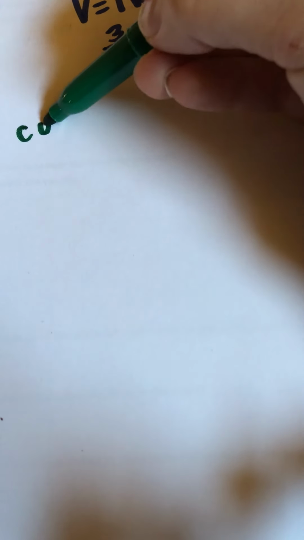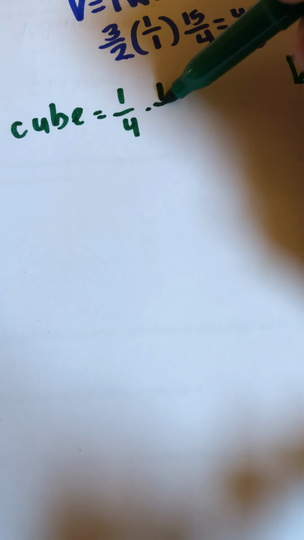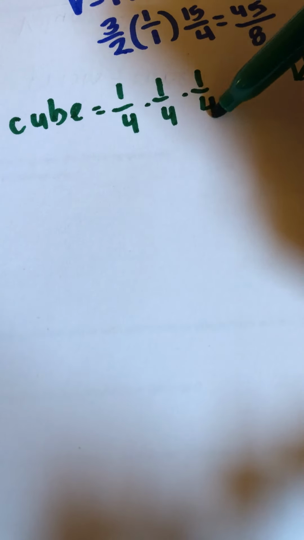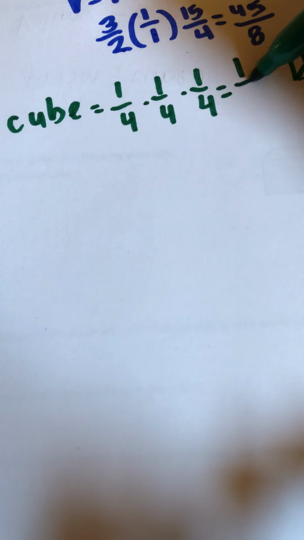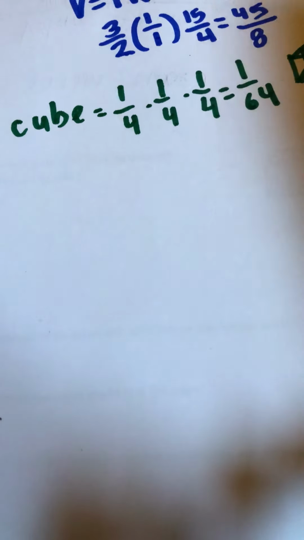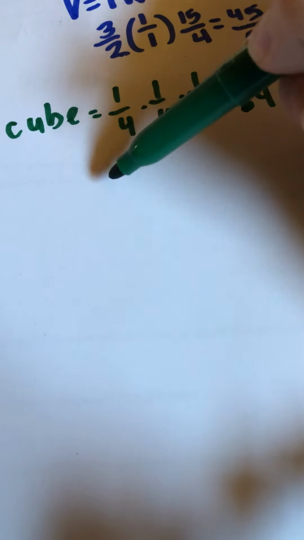So the cubes, remember, the cubes are smaller and they're a square. So all equal lengths, 1/4 by 1/4 by 1/4. You don't have to draw a cube every time. So the cube is 1/4 times 1/4 times 1/4. 4 times 4 is 16 times 4 is 64, so 1/64.